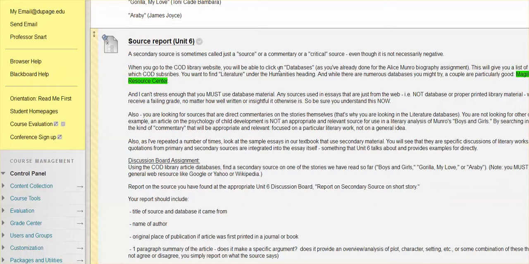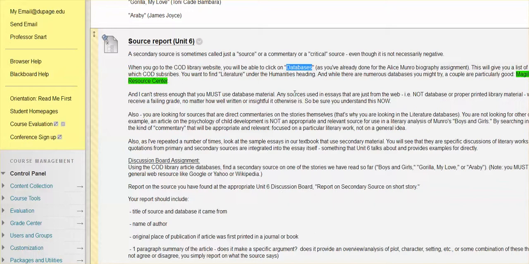And so for us, appropriate means that they come from a database, a COD database. And these you can access through the library. We looked at this a little bit in the previous unit as a way just of making sure that everyone has a library card, which is how you access the databases if you're not on campus.